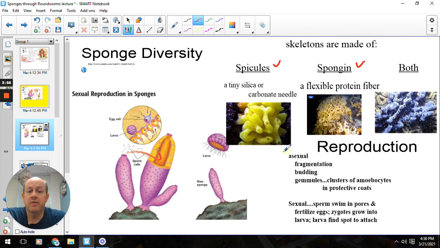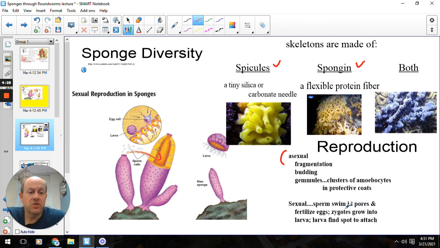Reproduction-wise, sponges are simple enough that they can reproduce asexually very well through fragmentation, so like just a small piece will break off. Through budding, where we have a small sponge piece that will grow off of the side. And then they also have these little gemmules. So gemmules are going to just kind of be clusters of amoebocytes that will just kind of move off and swim off to a new location. But those would all be asexual, so the offspring would be genetically cloned of the parent.